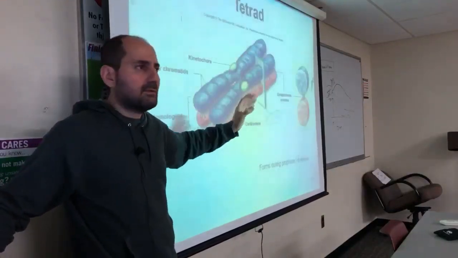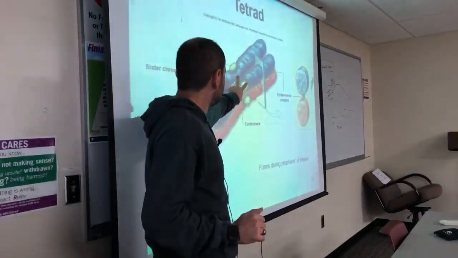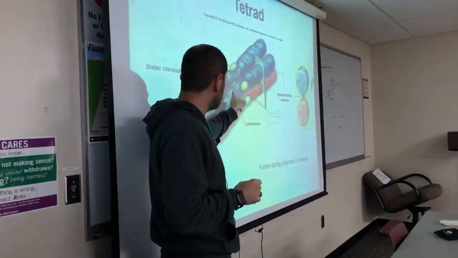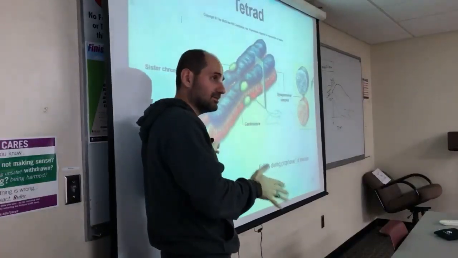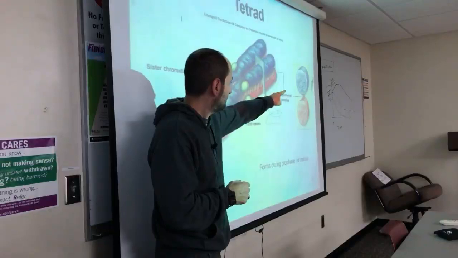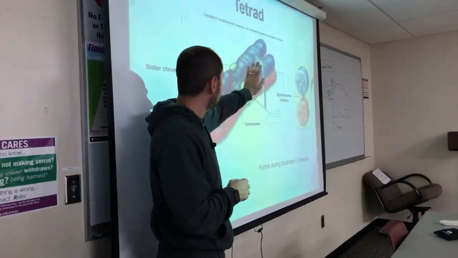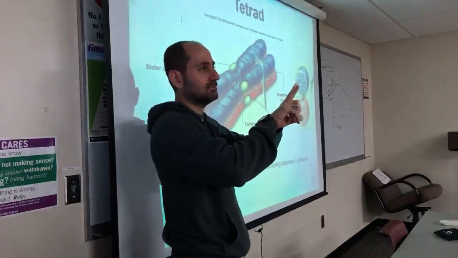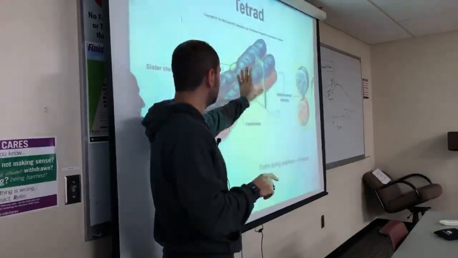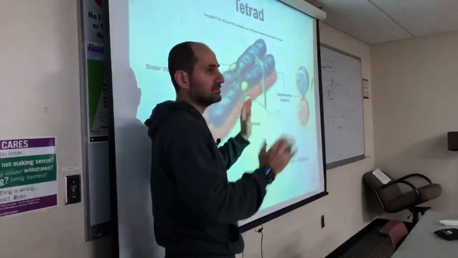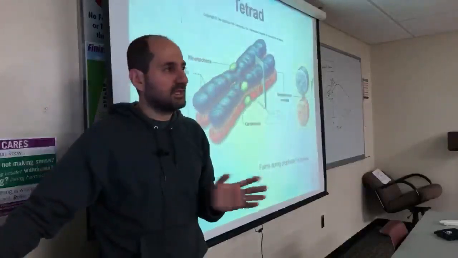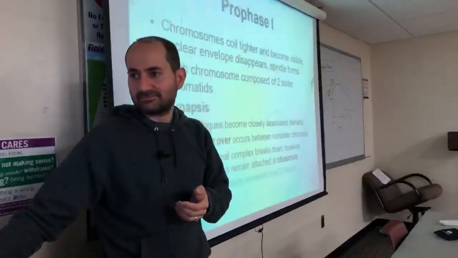I don't know if I asked this, but the sisters are held together with cohesin, right? But this pair of sisters is held to the homologous pair of sisters with the synaptonemal complex. That's what's holding the blue ones to the red ones. The sisters are held together with cohesin proteins, but this pair of sisters is held to that pair of sisters with the synaptonemal complex. It's good to understand.